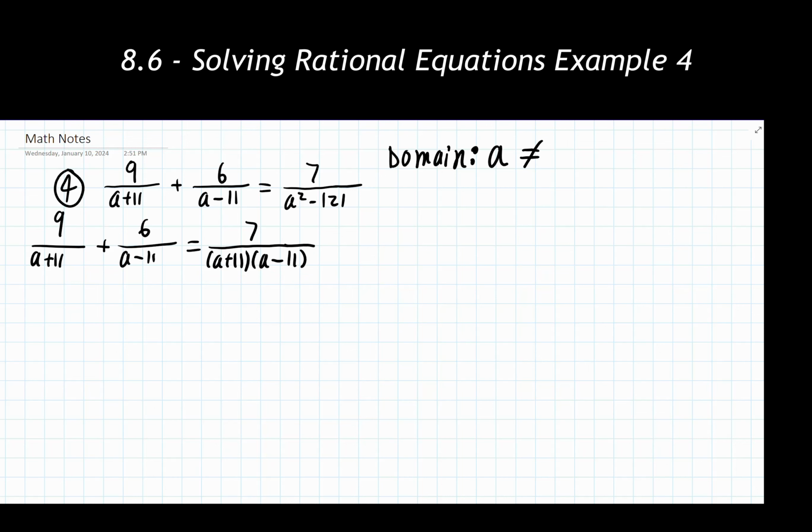So what value of a when plugged in here would create division by 0? That's going to be negative 11. So a cannot equal negative 11. What about over here? What value of a when plugged in would make this denominator equal to 0? And that's going to be positive 11.